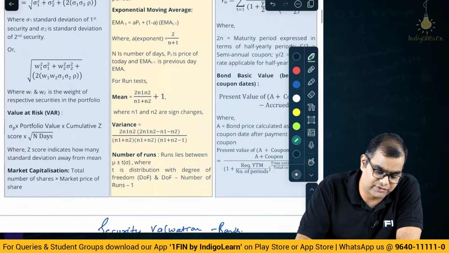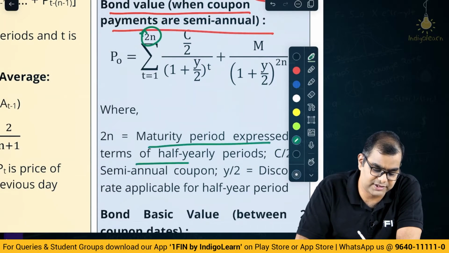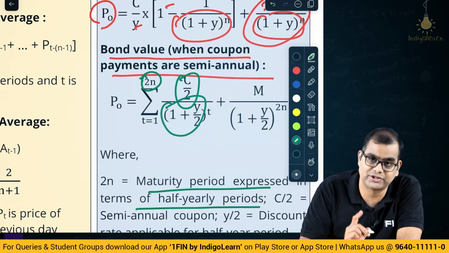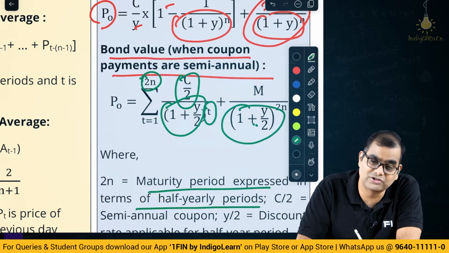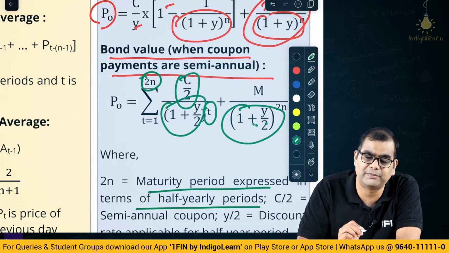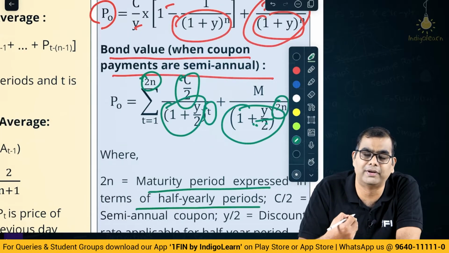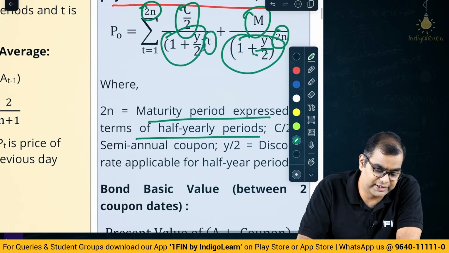If you come back and look at this formula, sigma up to 2n, what is n? 2n is the maturity period expressed in terms of half-yearly periods, and C by 2 is the coupon, y by 2 is the yield also halved, t for every half year you take as 1, and here 1 plus y by 2 is raised to the power 2 times the number of years. You divide the interest rate by 2 and you multiply the years by 2. That is what you have done. That is how you get it if it is semi-annual.